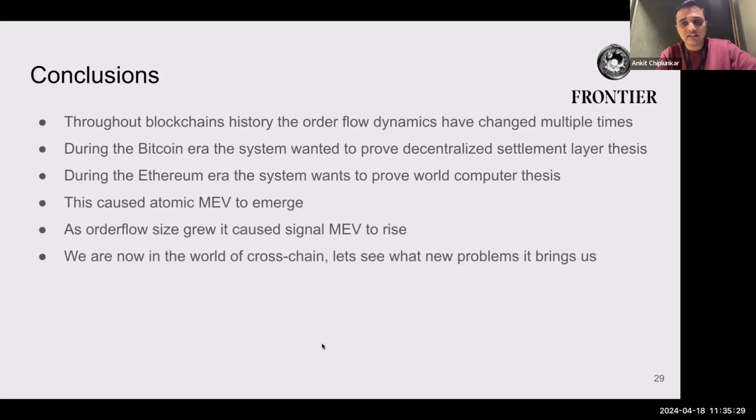Bitcoin wanted to prove the decentralized settlement layer thesis. Ethereum wanted to prove the world computer thesis. This caused atomic MEV. And now we are in the world of cross-chain, and it has its own problems. And that's it. Thank you.